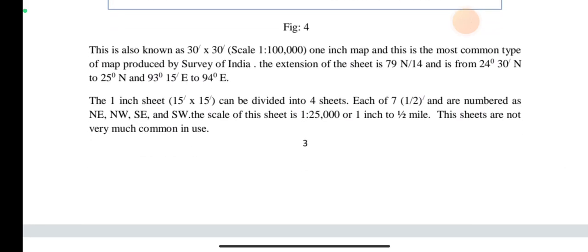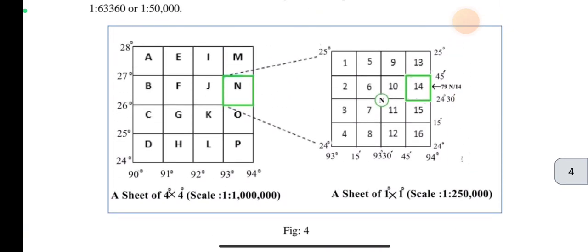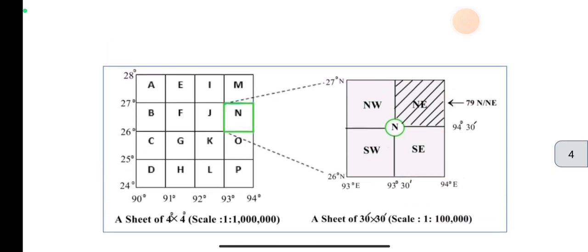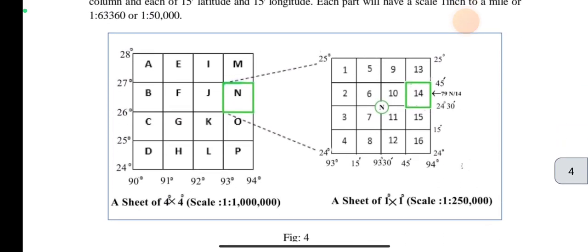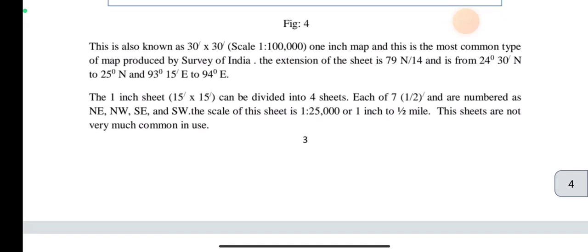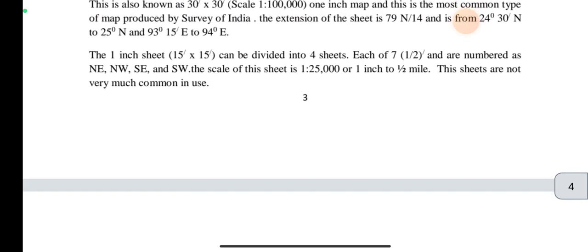This is also known as 30 minute to 30 minute scale, 1 is to 1 lakh, 1 inch map, and this is the most common type of map produced by Survey of India, and the extent of the sheet is 79 n by 14 and is from 24 degree 30 minute north to 25 degree. Okay, so the 1 inch sheet can be divided into 4 sheets, each of 7 1 by 2, numbered as northeast, southeast. The scale of this sheet is 1 is to 25,000 or 1 inch to 1 half mile.